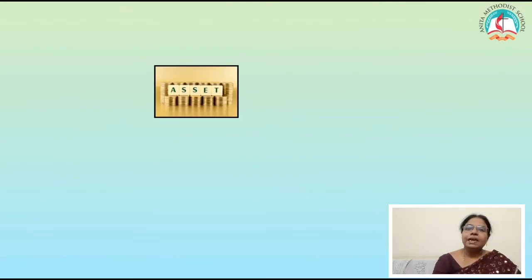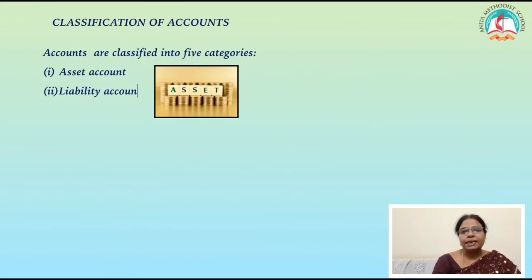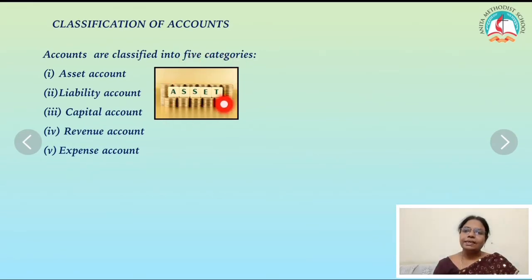Children, now we will see how the accounts are classified. The accounts are classified into 5 categories. First one is asset account. Second one is liability account. Third one is capital account. Fourth one is revenue account. And the fifth one is expense account. So what is asset account? Any physical thing that has monetary value is called an asset account.